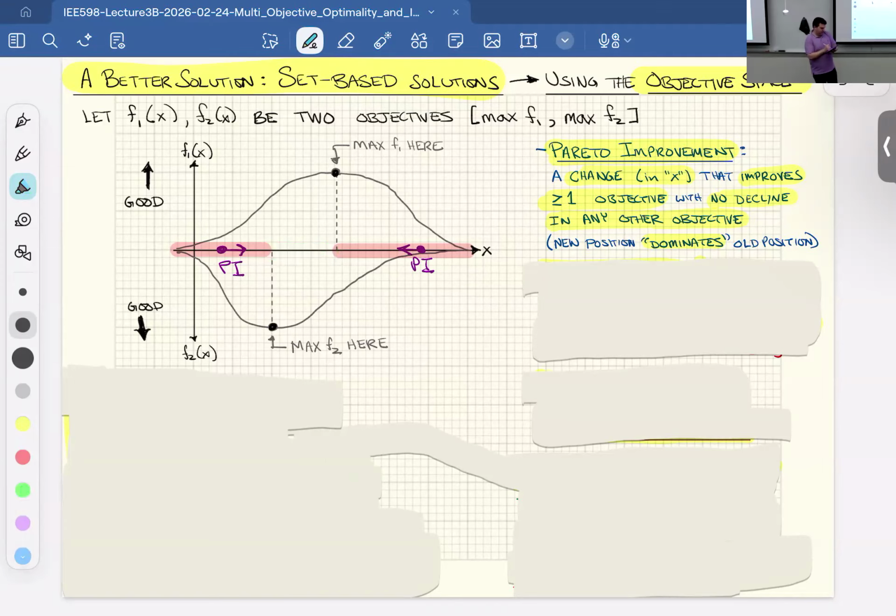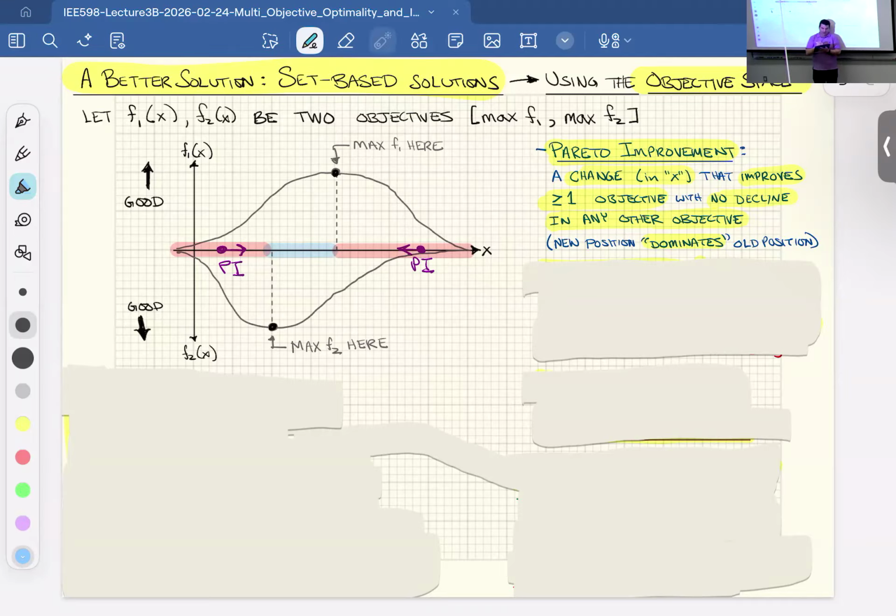Maybe I'll use a different color, just for red-green. So what we're saying here is I should select things in between here. Can I use the wording of Pareto improvements? Are there any Pareto improvements in the blue area? There are improvements in the blue area?